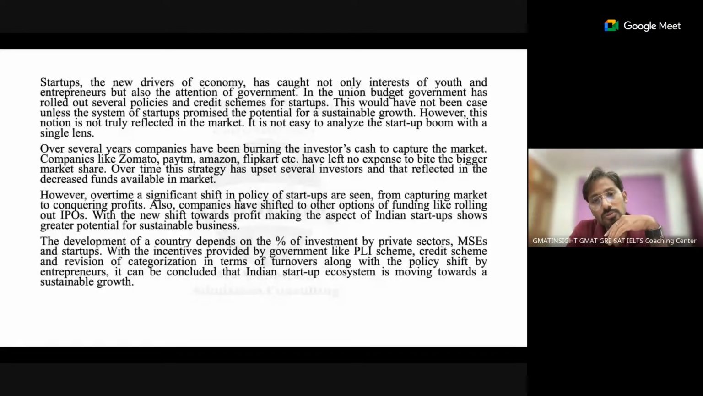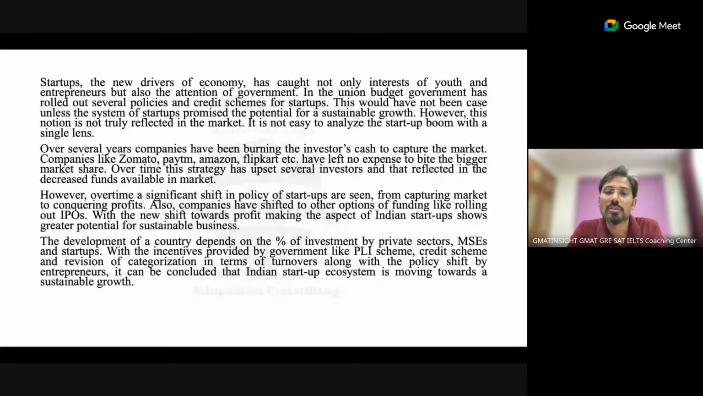The development of the country depends on the percentage of investment by the private sector, MSEs and startups. With the incentives provided by the government, like PLI schemes, credit schemes, and the categorization of teams by turnover, along with the policy shift by entrepreneurs, it can be concluded that the Indian startup ecosystem is moving towards sustainable growth. This still looks very well balanced. Although there are no statistics and only a few examples are given, in the last 2-3 outputs, this looks like the more balanced one.